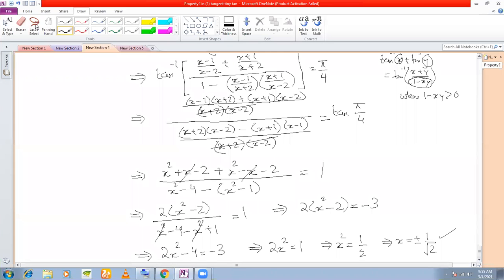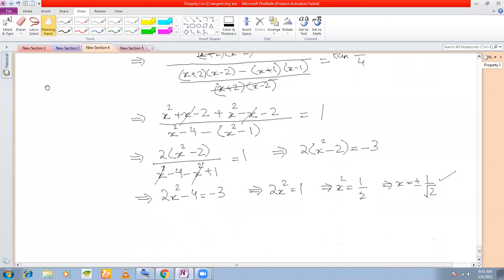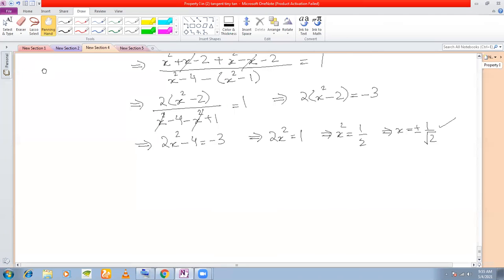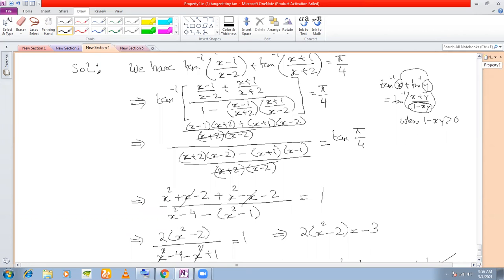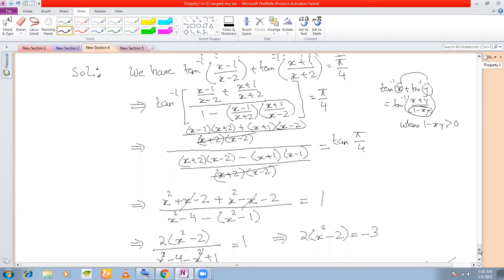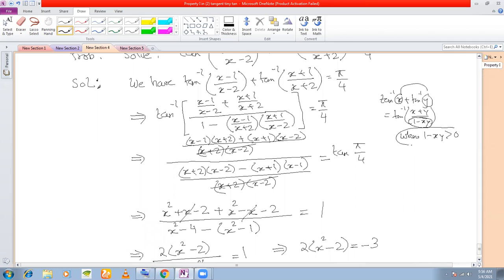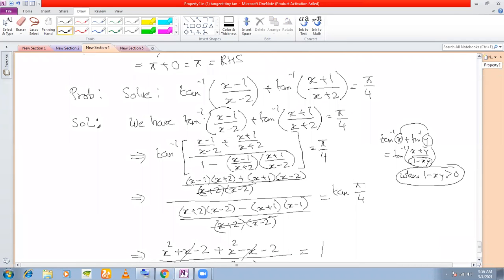The point here is which value of x is acceptable. Whether I should take x equal to plus 1 by root 2 or x equal to minus 1 by root 2. To check which value is acceptable, I will use this condition here: 1 minus xy is greater than 0. Now if you see, this entire part here is x and this entire part here is y.